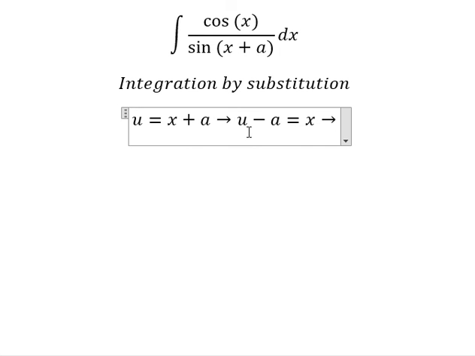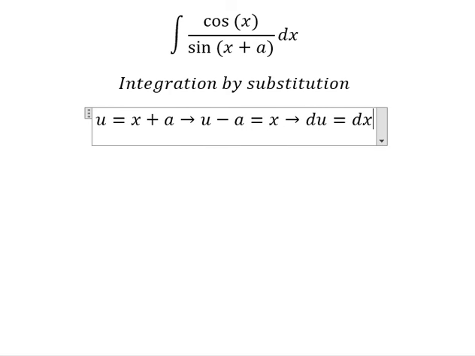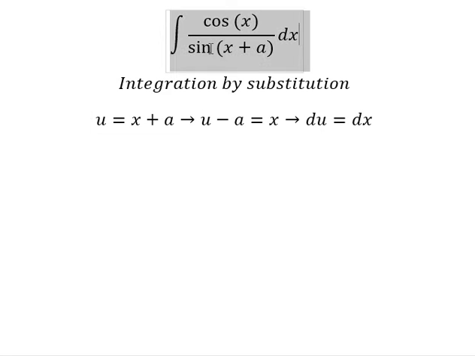Next, we need to do first the derivative for both sides. This one we have number 1. This one is the constant, so you get number 0. This one we have number 1. And we have like this.